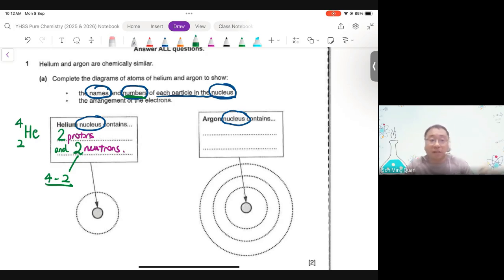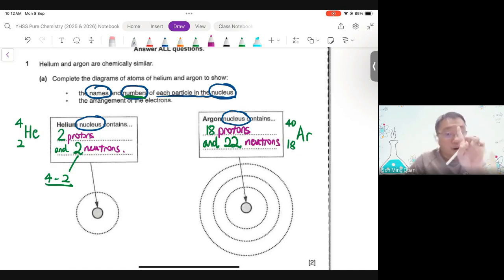Alright? You need to complete it for argon as well. So again, how do you do argon? You go to the periodic table, you search. Argon is 40, 18. So what is inside argon's nucleus? There are 18 protons. And is it 40 neutrons? Please be careful. It's not 40 neutrons, it's 40 minus 18. 40 minus 18 is 22 neutrons. These 2 boxes correct is 1 mark.